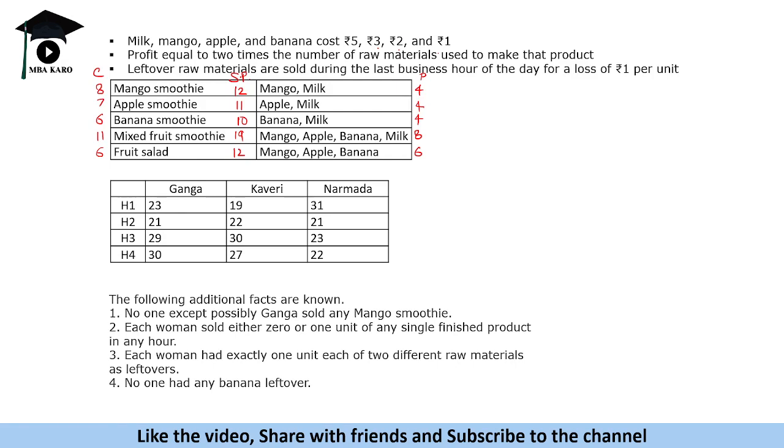Okay. Each woman had exactly 1 unit each of 2 different raw materials as leftovers. Okay. And no one had any banana leftover. So they have either milk as the leftover, they have mango as the leftover, or they have apple as the leftover, no banana as a leftover. So each woman had 1 unit each of 2 different raw materials as leftover. Okay. All right. Now let us see how we can make these combinations.